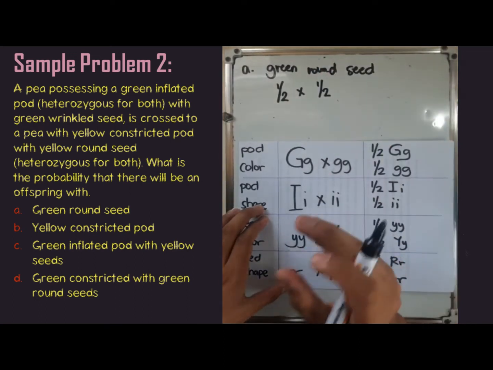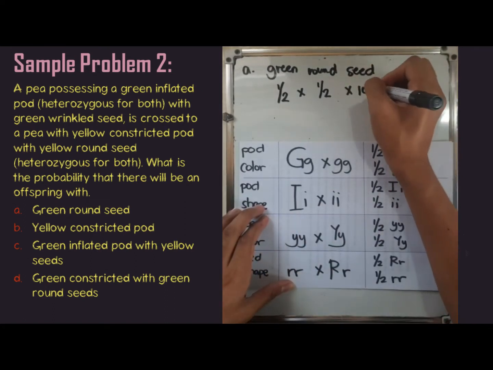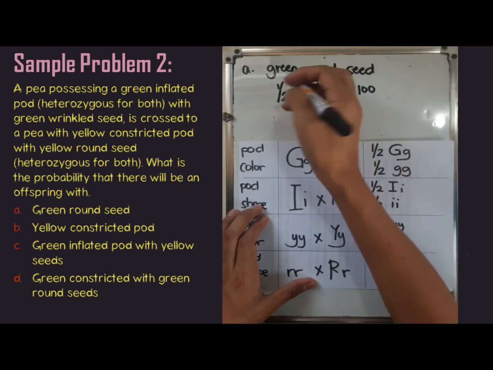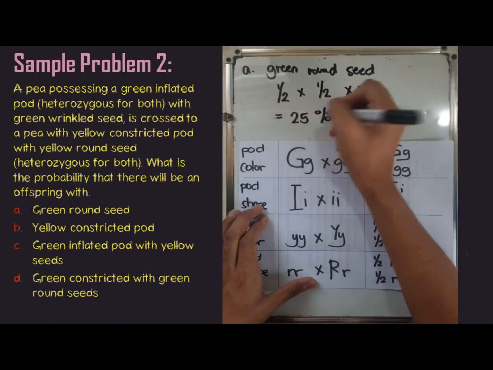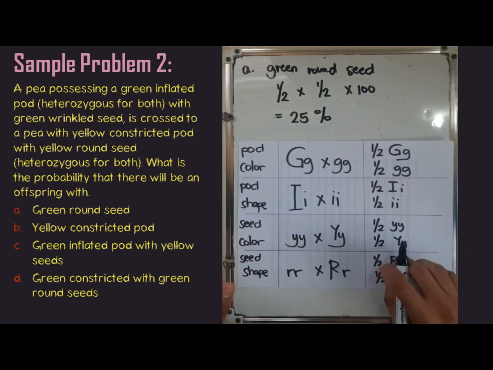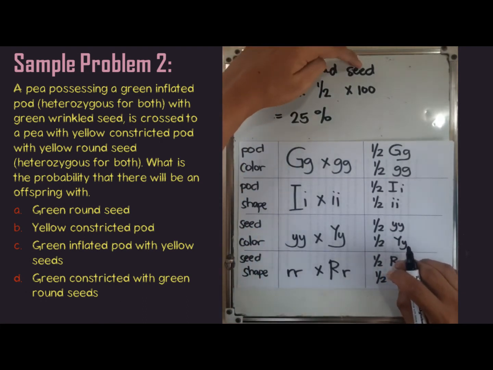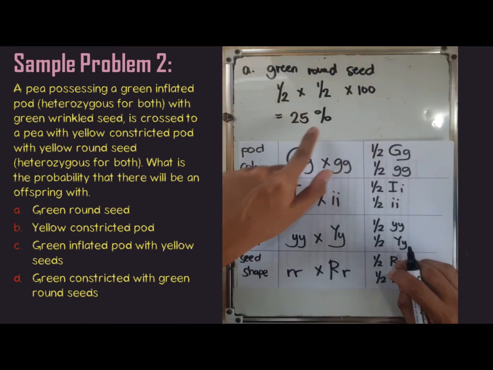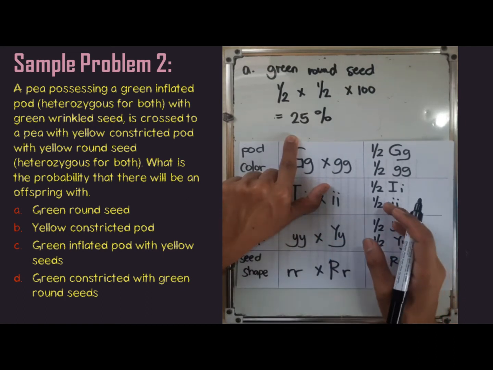Then, since we are talking about fractions, we are going to multiply them with 100. So basically, 1/2 times 1/2 times 100 would give us the probability of 25%. Okay, that is the reason why the answer for number 1 is equivalent to 25%, since green round seed is just 1/2 times 1/2 of probability times 100, which would give us the percentage of 25% probability.